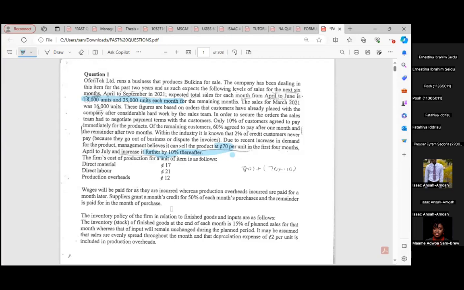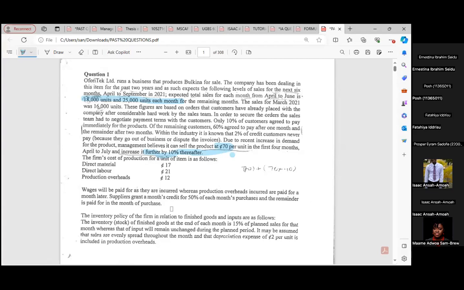Within the industry, it is known that 2% of credit customers never pay into the bracket, because they go out at 70 cedis per unit in the first 4 months, April to July, and increase it further by 10% thereafter.